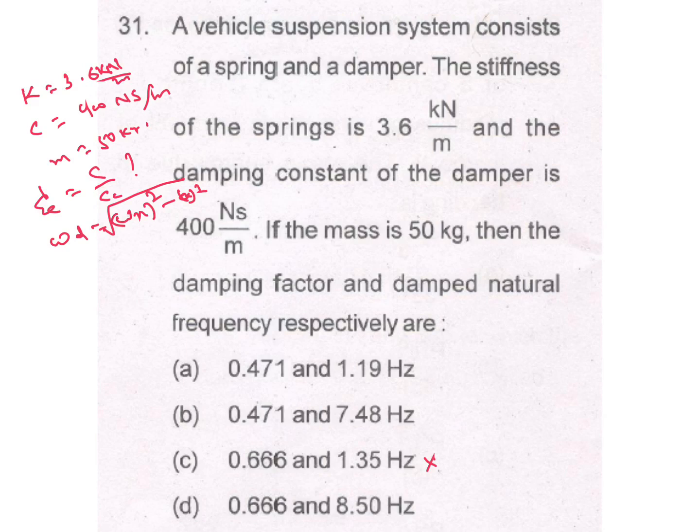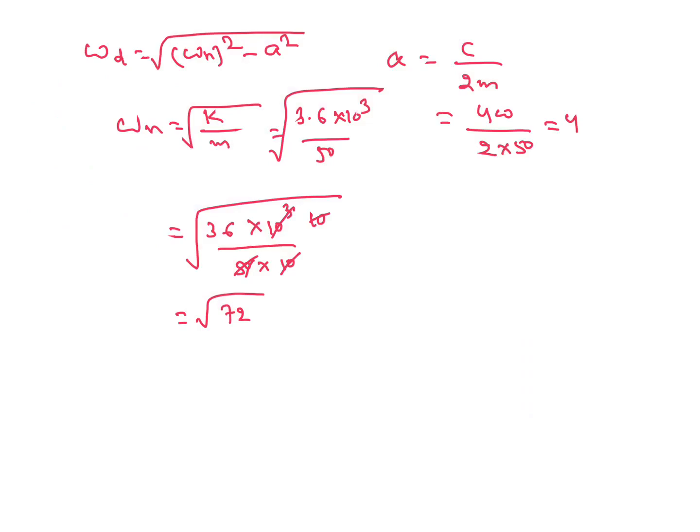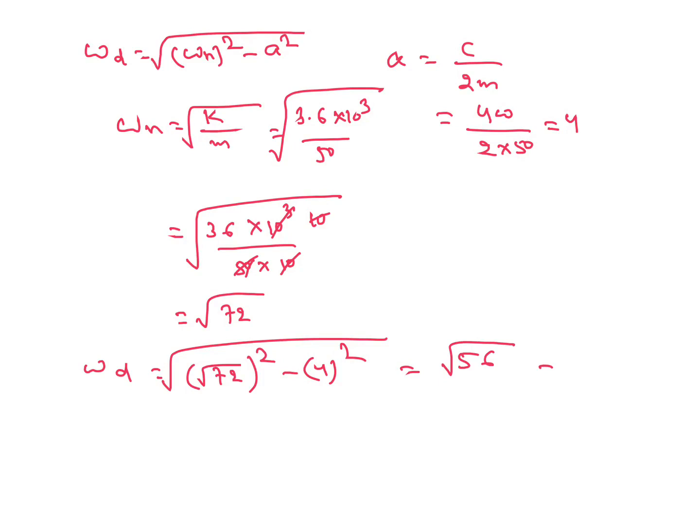Then we have to calculate the omega d value. Omega d is the square root of omega n squared minus a squared. A is C by 2m, so the A value is 400 divided by 2 into 50, it's 4. Omega n is root of K by m, 3.6 into 10 to the power 3 divided by 50. Finally we will get omega n as root 72. So putting the values, omega d equals root of 72 minus 4 squared. So we will get root 56, it's 7.5 radian per second.